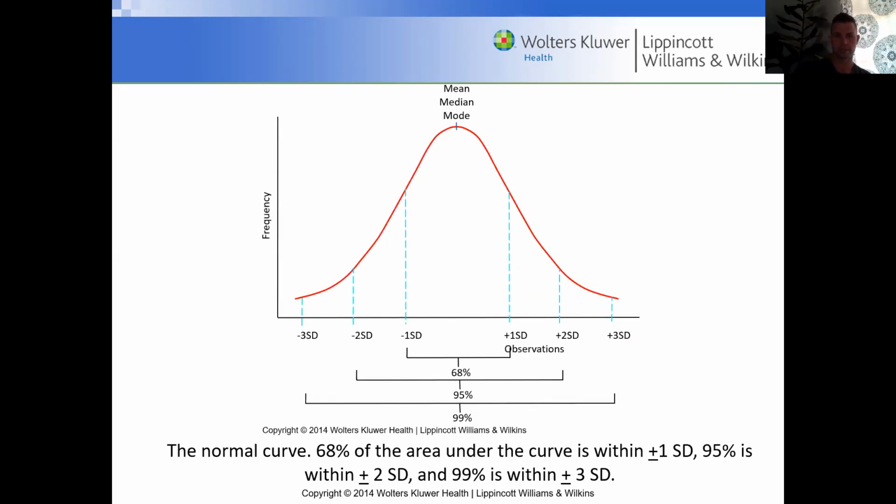Right? Again, this is a normal bell curve and looking at standard deviations. Right? 99% of your population is going to fall within 3 standard deviations. 95% is going to fall within 2 standard deviations, one way or the other, from the median, mode, mean, and 68% are going to fall within 1 standard deviation, right?